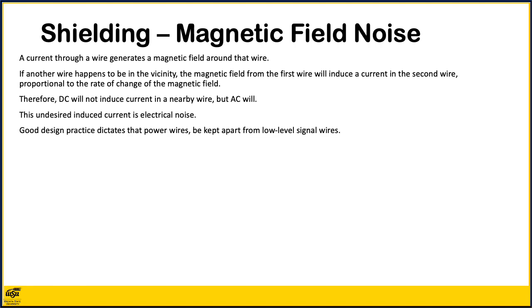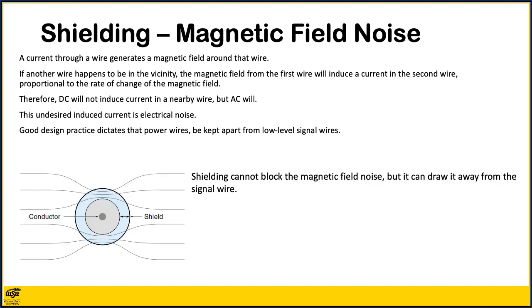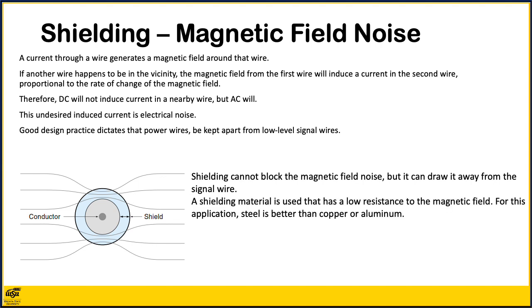Good design practice dictates that wires with large AC currents, such as 60 Hz power wires, be kept apart from low-level signal wires. Shielding cannot block the magnetic field noise, but it can draw it away from the signal wire. This is shown in a cross-sectional view. A shielding material is used that has a low resistance to the magnetic field. For this application, steel is better than copper or aluminium.